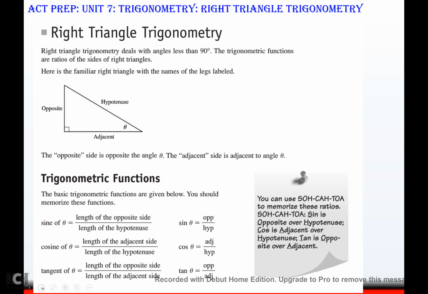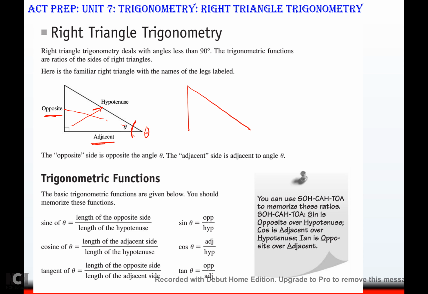Here's the familiar right triangle with the names of the legs labeled. If you're standing at theta, the biggest thing people mess up about right triangle trigonometry is labeling their sides, because the names of the sides change depending on which acute angle you are reading the triangle from. If I read my triangle from this theta, this side would be adjacent to me, this side would be opposite of me, and this, of course, would be the hypotenuse.